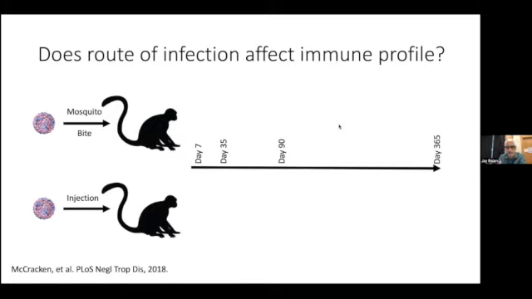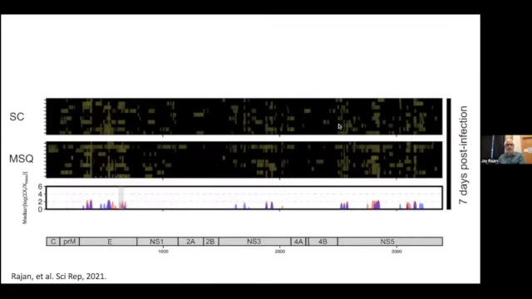So this was really, to us, the ideal design for trying to get at the differences between being infected by a mosquito versus getting a subcutaneous injection, and what effect that has on the immune profile. What I'm showing you now are figures from our paper that we published on this, and this is what you get with PhIP-Seq. Essentially, I was able to generate coverage maps of reactivity across the entire dengue proteome.